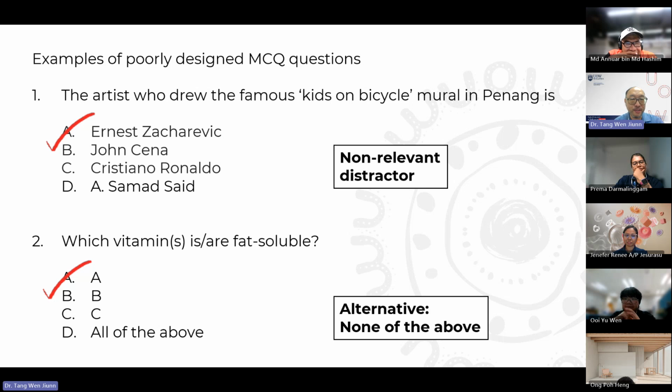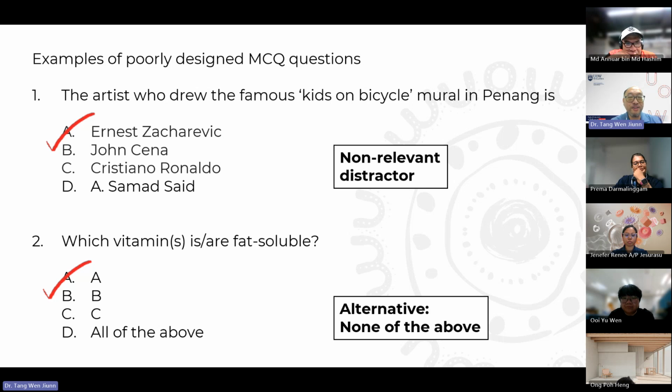If you look at the question, over here is an example of a non-relevant distractor. The question is: artists draw the famous kids on bicycle mural in Penang. I don't know, all right? Then because it's MCQ, the first thing you do is you look at the options. Ernest, I'm not sure who this is. Then there's John Cena, the wrestler. If you watch TV, you'll say, oh, John Cena is an actor. No way he's going to draw.